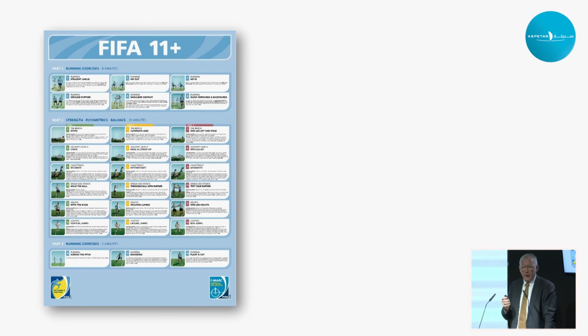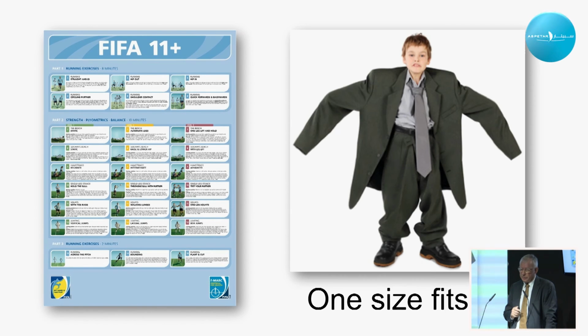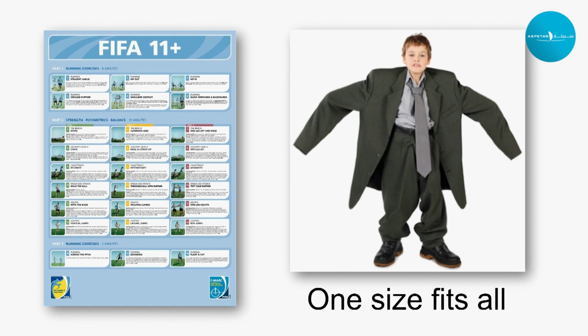So what type of programs are we then talking about? Well, I'm sure everyone in the room and everyone watching this on the internet are aware of the FIFA 11 Plus program. That is one example of a program that reduces the risk of ACL injury also in adult elite athletes, both female and male in the college level, has been clearly showed. What characterizes all these programs, though, if you work with elite athletes, is that these are one-size-fits-all programs.